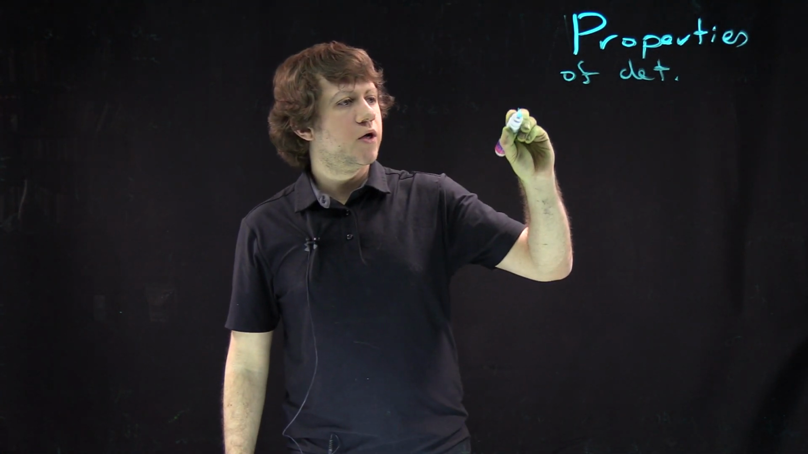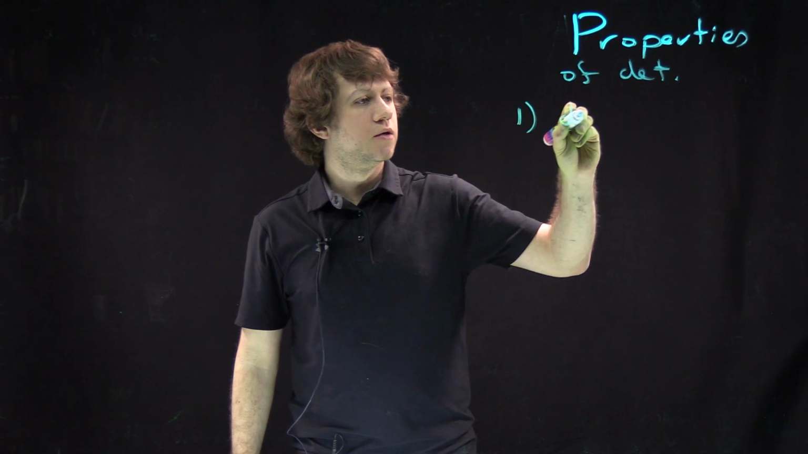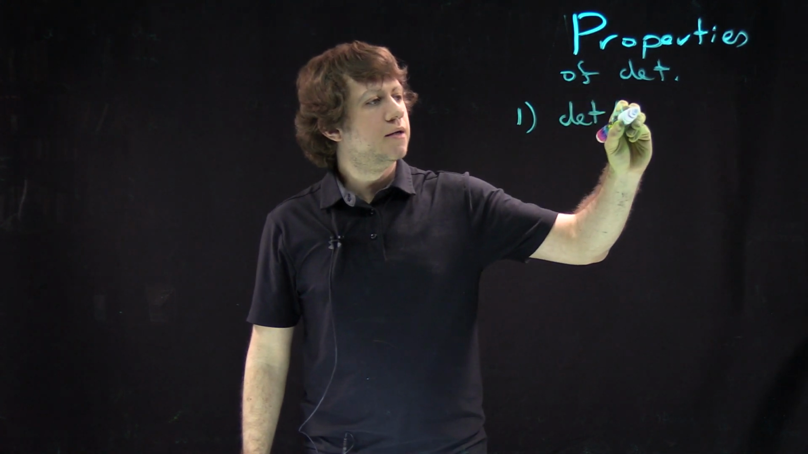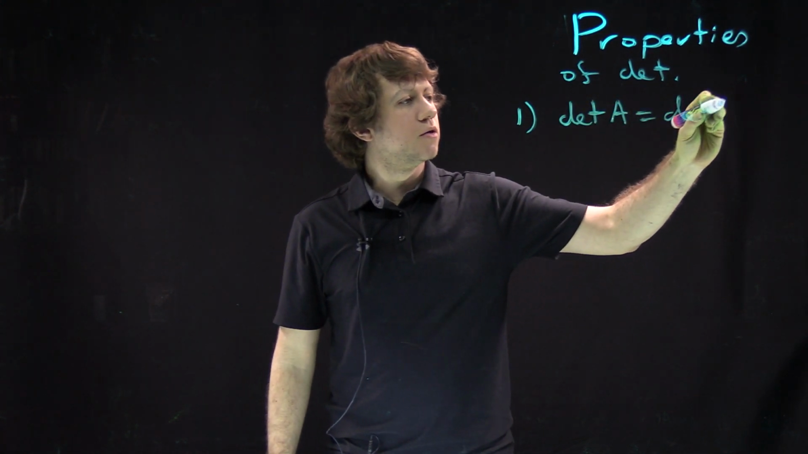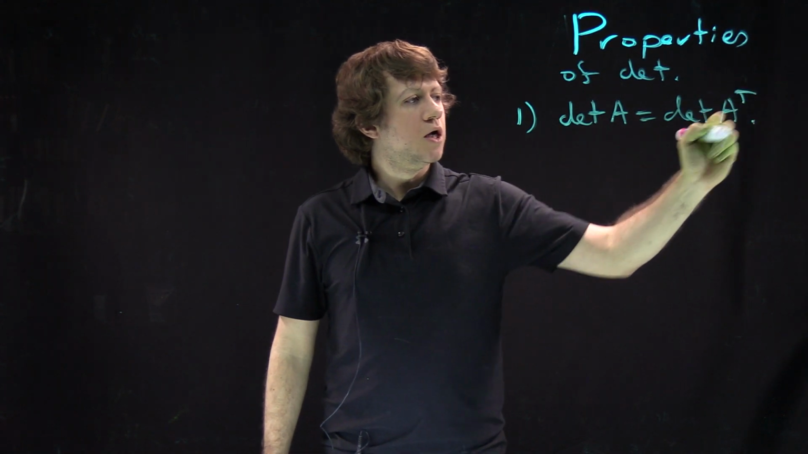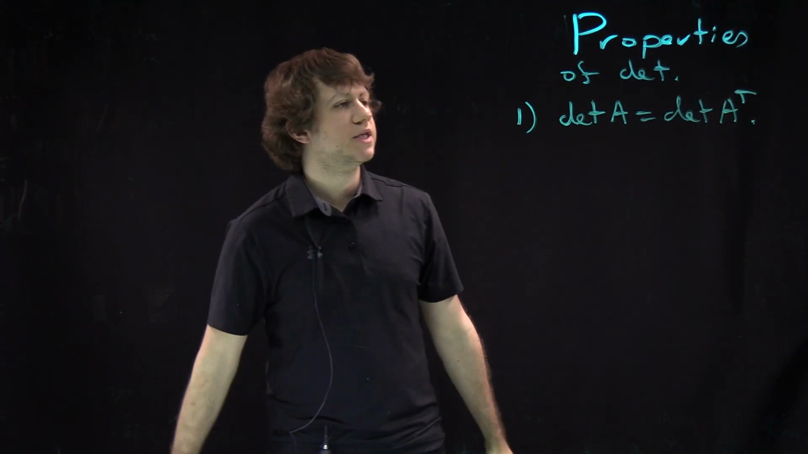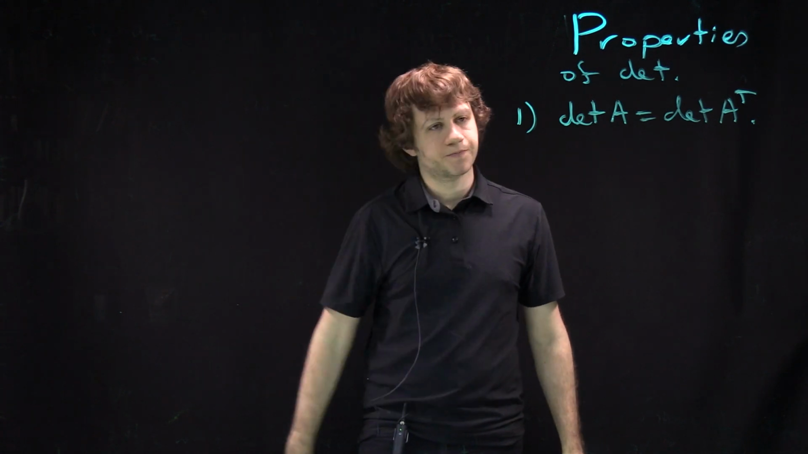The first one is that the determinant of a matrix A is the same as the determinant of A transposed. So when you flip the matrix, the determinant does not change.